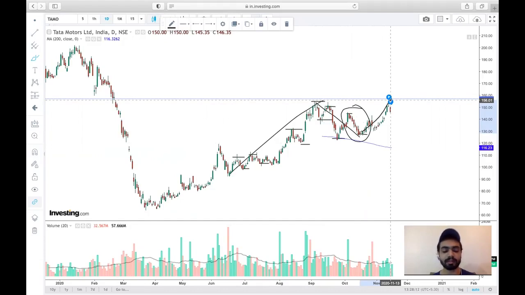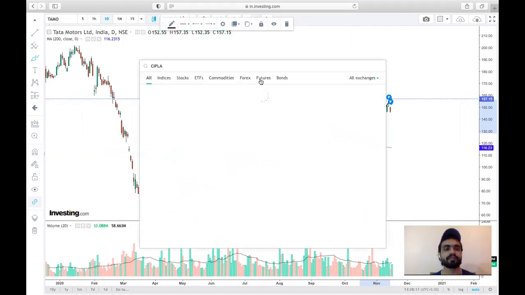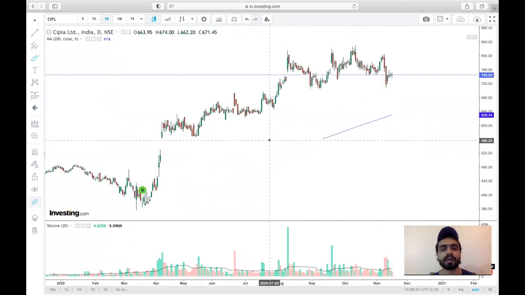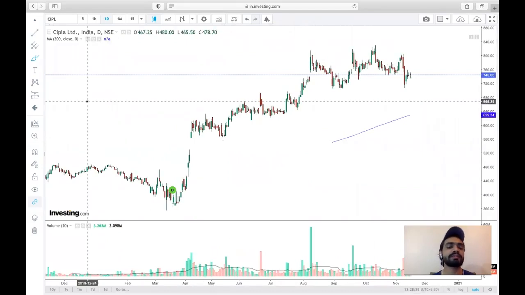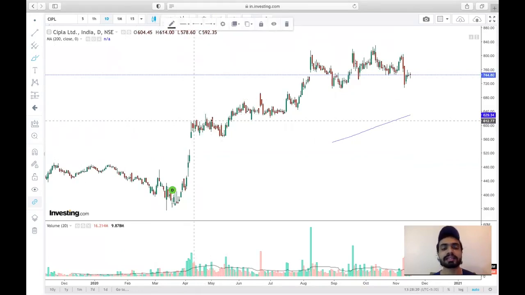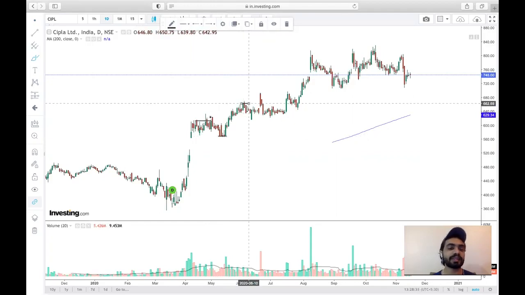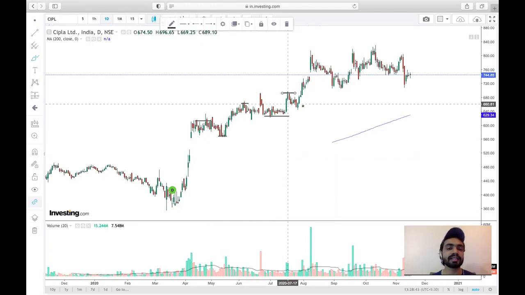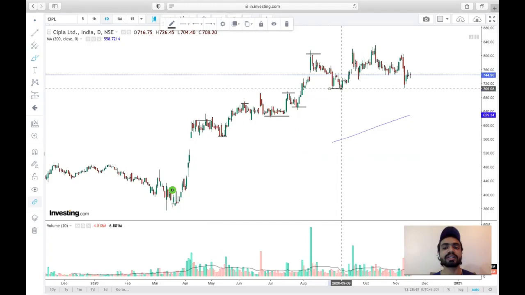Let us take one more example. Let us take Cipla. All right. Again, what is happening over here is the market is making a higher high, higher low structure. How? This is the high of the market. This is the low of the market. The next high is higher than its previous high, and the next low is also higher than its previous low. Again, we look at the next high. The next high is higher than its previous high. The next low is again higher than its previous low. So on and so forth, this trend is continuing.